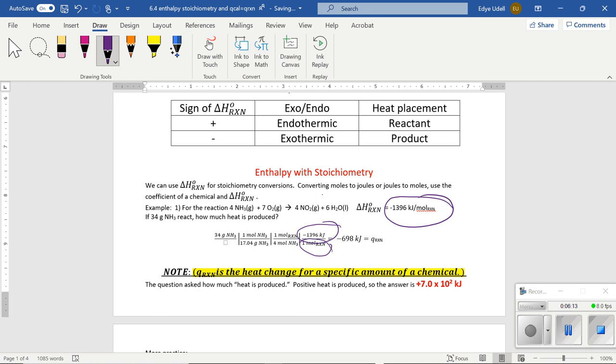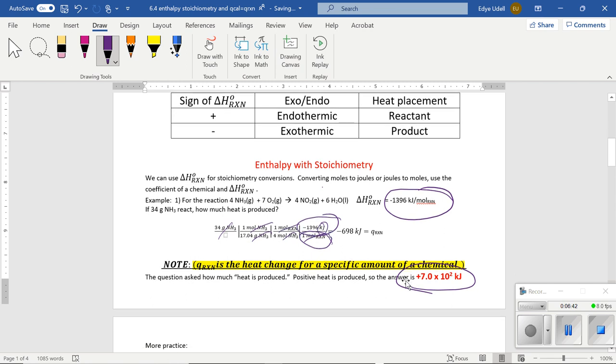We calculate that all out and we cancel our units. Let's check them. Grams cancel, moles cancel, moles reaction cancel, and we're left with kilojoules. And we get a number, but we're only allowed to keep 2 sig figs. So here's our final answer. It's hard to write 700 with only 2 sig figs, so we have to write this in scientific notation.